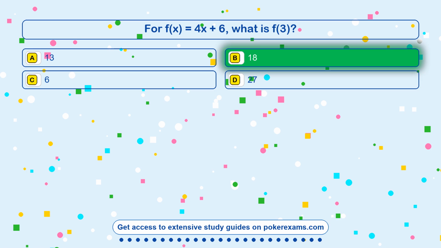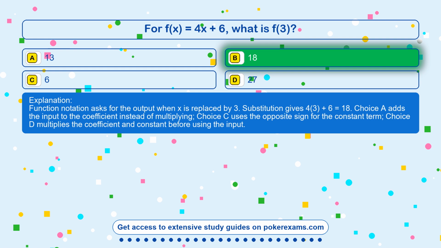The correct answer is option B, 18. Function notation asks for the output when x is replaced by 3. Substitution gives 4 times 3, plus 6, equals 18.